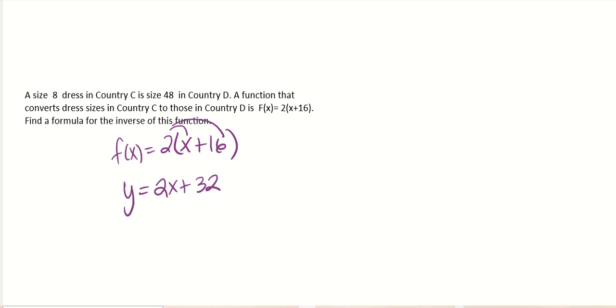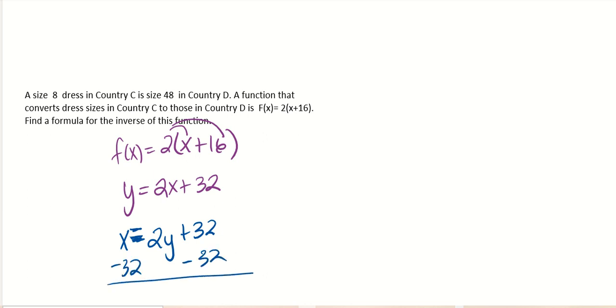So the next piece is same thing as before. We want to interchange our x and our y. So x equals 2y plus 32. As same before, we want to solve for y. So we're going to subtract the 32 from both sides. So x minus 32 equals 2y. Divide both sides by 2.